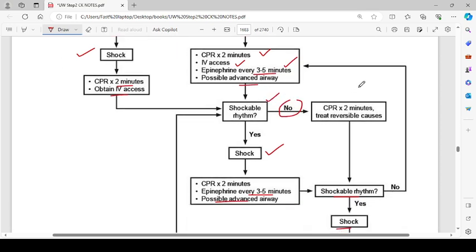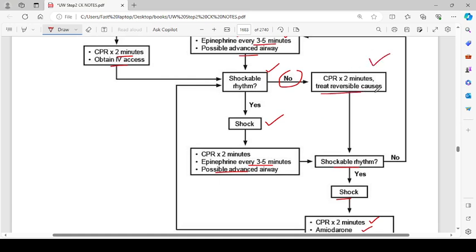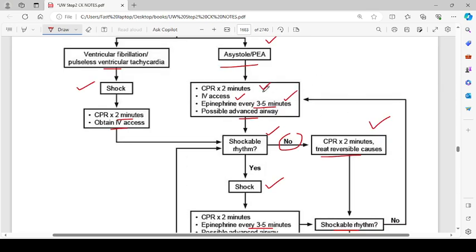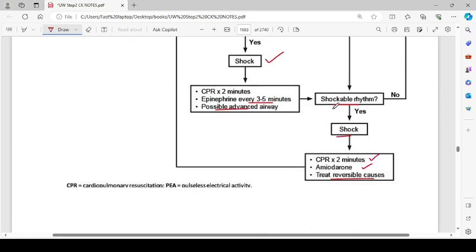If it is not shockable, again give CPR for 2 minutes and treat the reversible causes. Now, if the rhythm is shockable, give the shock, and if it is not, again give CPR for 2 minutes, IV access, epinephrine every 3 to 5 minutes, and possible advanced airway.